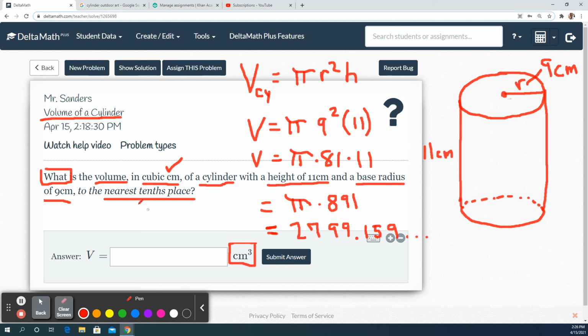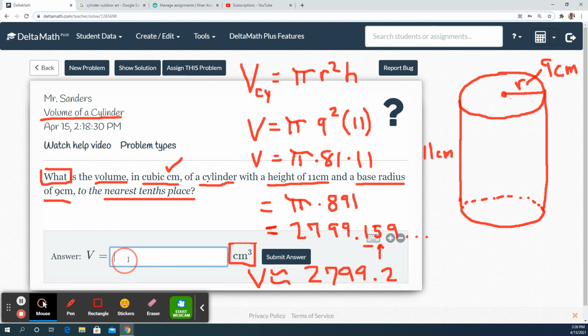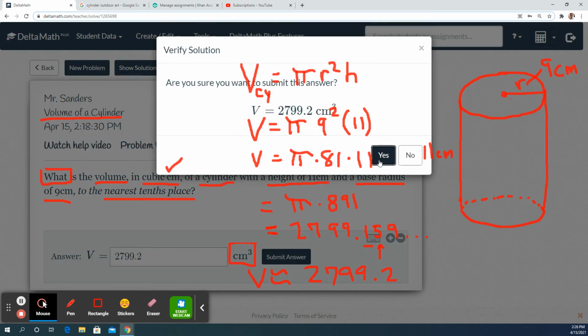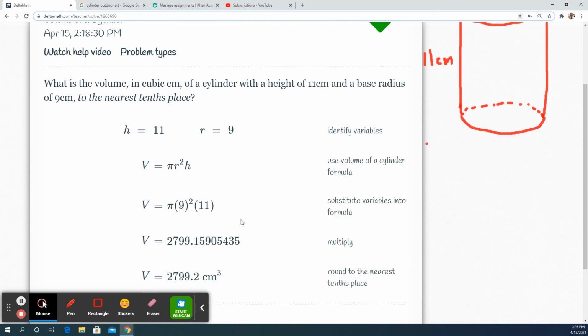And then we want to round to the tenths place. Tenths place is the first spot after the decimal. We look at the next number. Since that's 5 or greater, we round that number up. So this is now approximately, there's the symbol showing that we've rounded, 2799.2. Let's see how we did. Volume, 2799.2. And we got it. Okay.